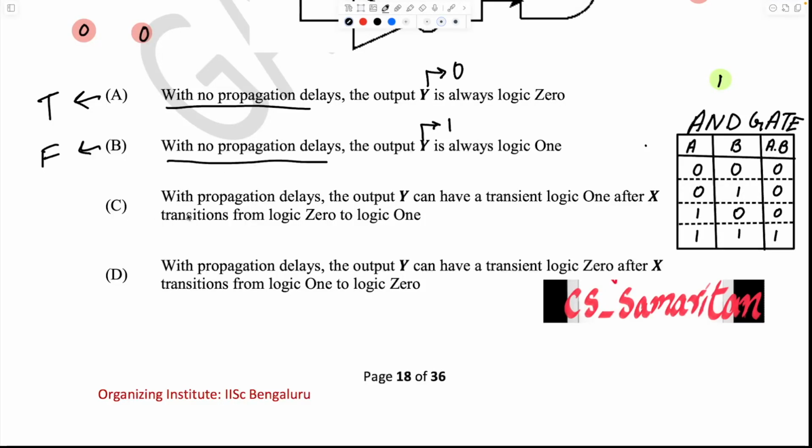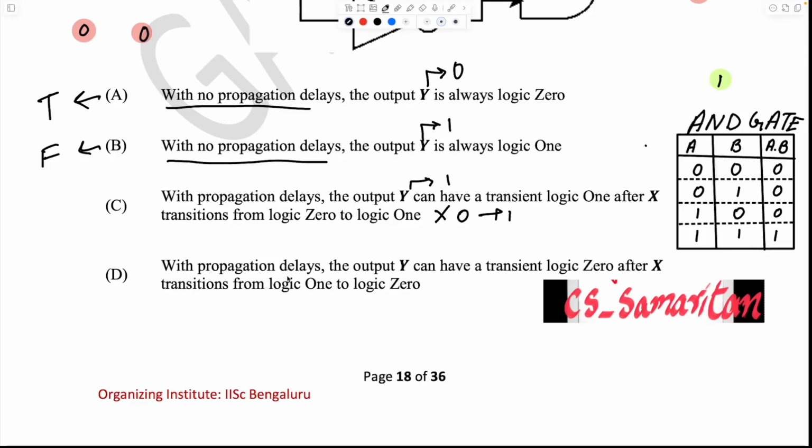Option C states that with propagation delay, the output of Y can have a transient logic of 1 after X transitions from logic 0 to logic 1, right? So when X is transitioning from 0 to 1, Y can have a transient logic 1. Y will become 1 for a small amount of time, right?